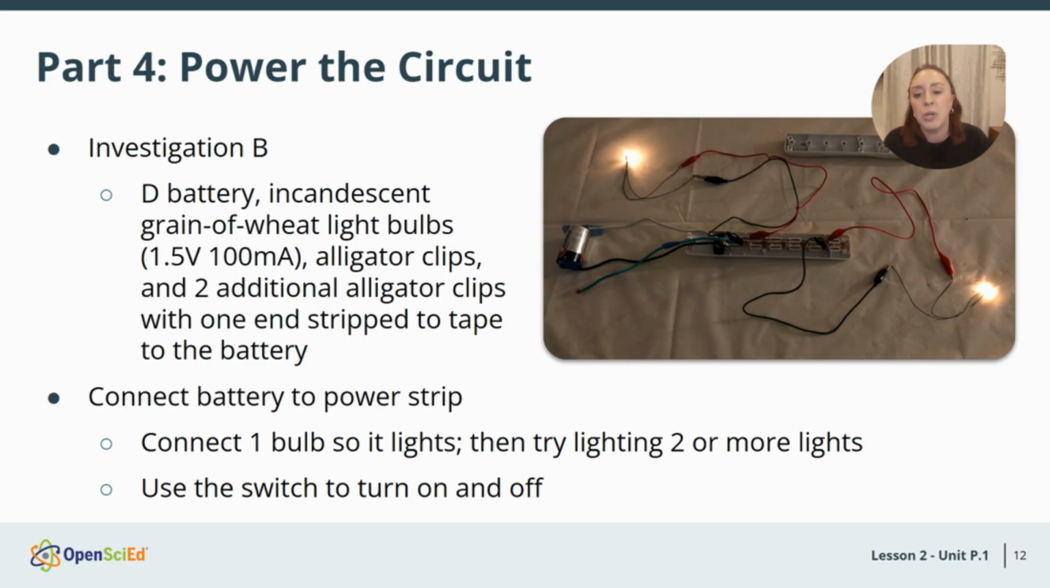And here you give students a power source in the form of a battery. You give them electrical devices in the form of these incandescent grain of wheat light bulbs. And then you give them some alligator clip wires so that they can use those alligator clip wires to connect the battery to the power strip and then connect the light bulb to the metal strips in the power strip. And once students connect one device, you try to see, well, can I get more than one device lit, or can I make the switch work?